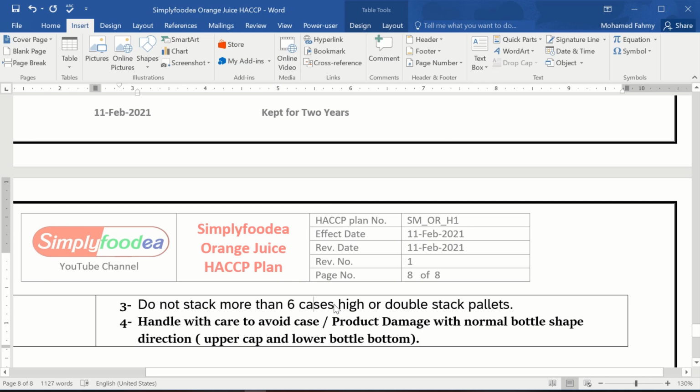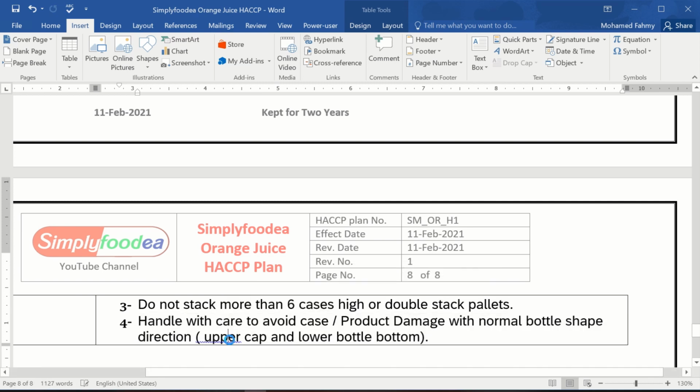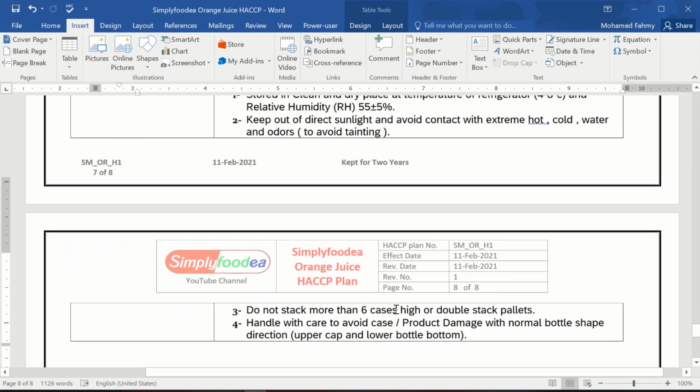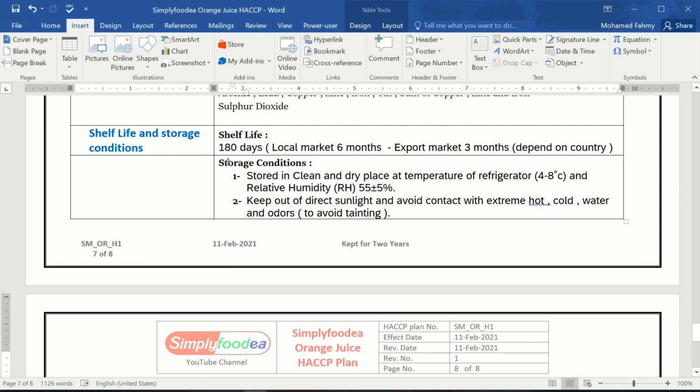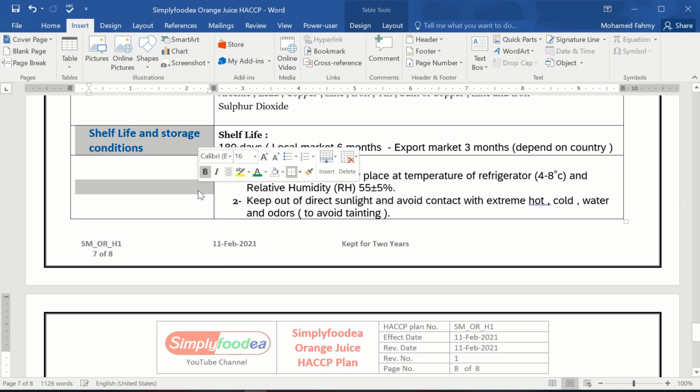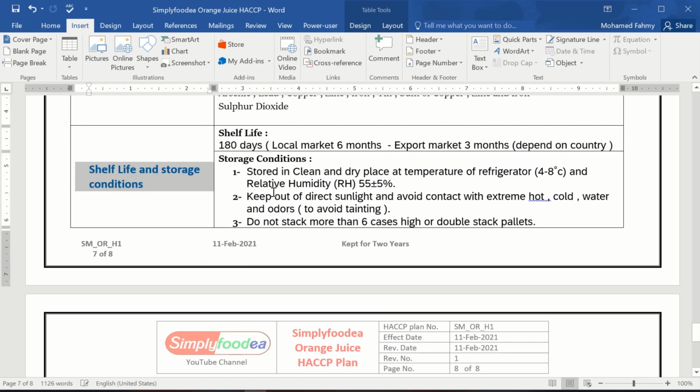When you search on the internet, these are the most common storage conditions for most food products, for our food products. So we'll merge this. So we have mentioned here the shelf life and the storage conditions.